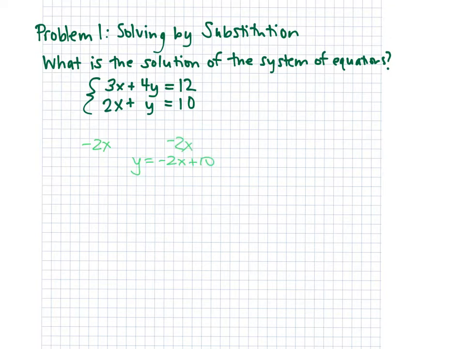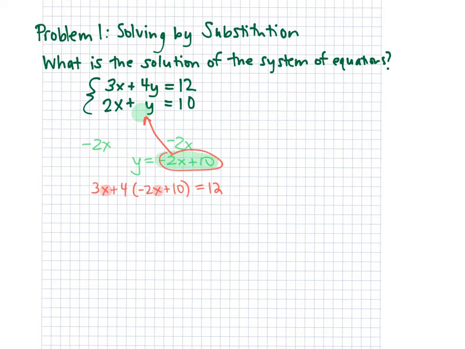And now we have an expression for y here, and we could just plug it into the other equation for the y, right, since they're equal. And so we can just plug this right in there, substitute this in for that y, and rewrite this as 3x plus 4 times negative 2x plus 10, and that equals 12. And so now we have just one variable here, and we can solve for that.